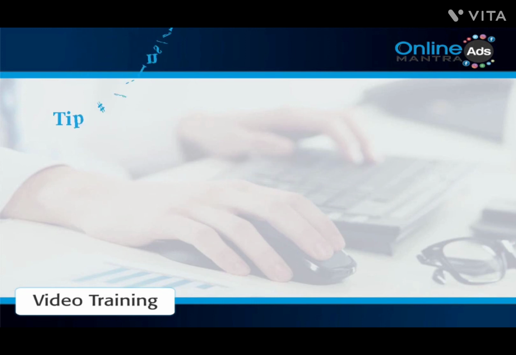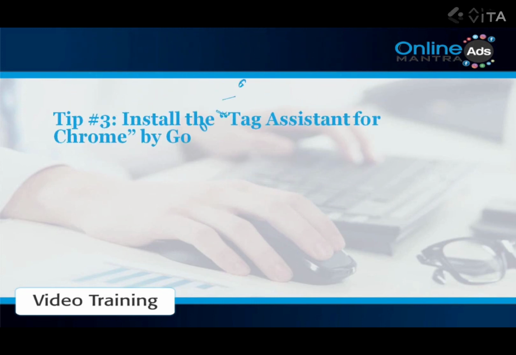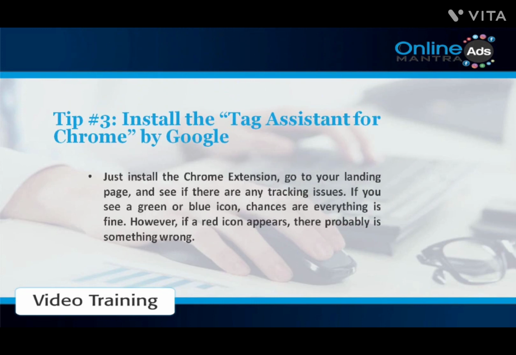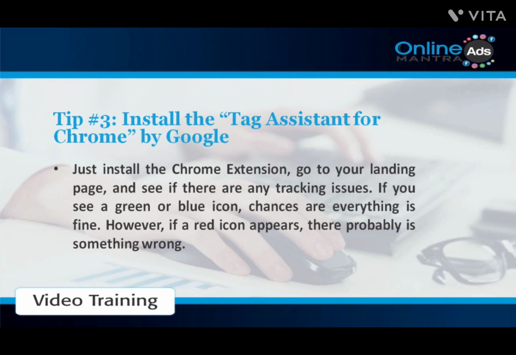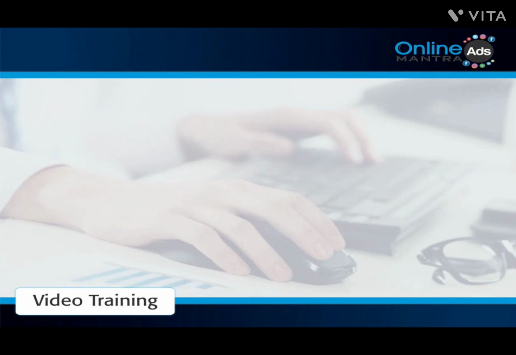Tip 3. Install the Tag Assistant for Chrome by Google. Just install the Chrome extension, go to your landing page, and see if there are any tracking issues. If you see a green or blue icon, chances are everything is fine. However, if a red icon appears, there probably is something wrong.